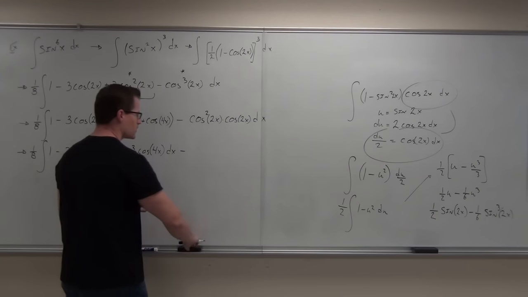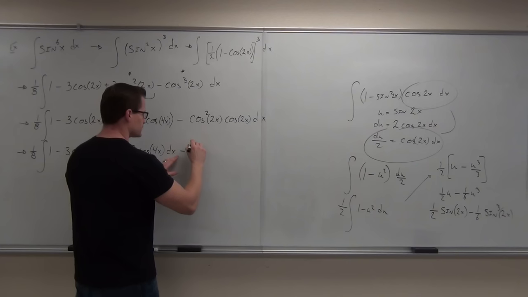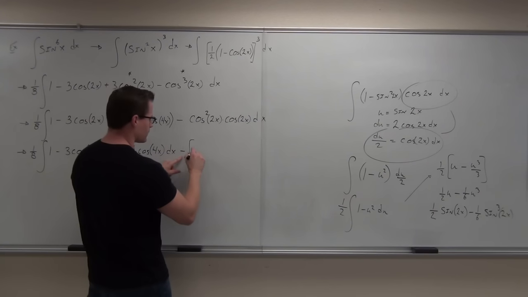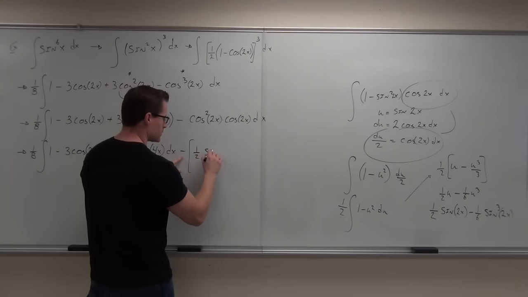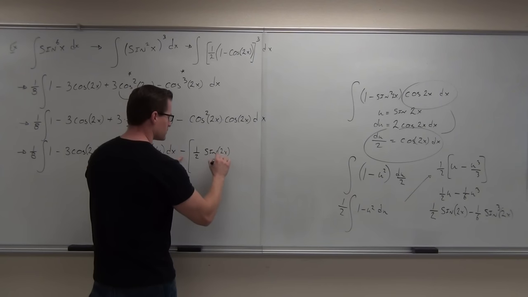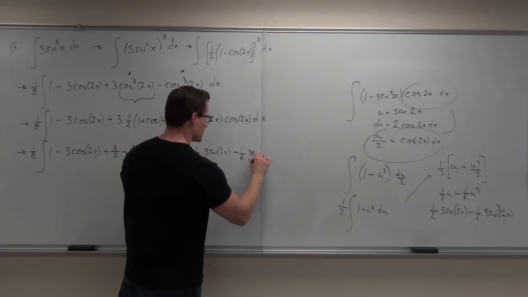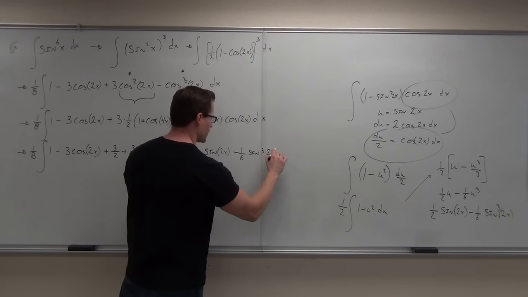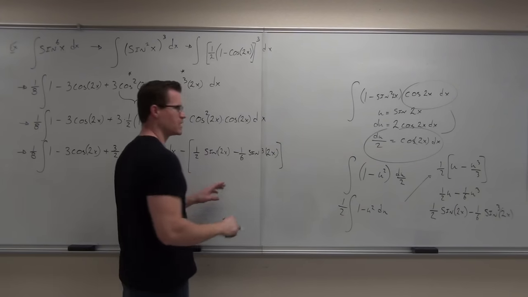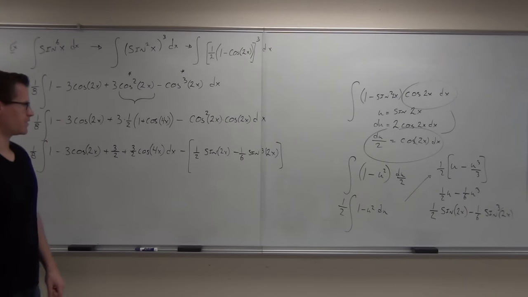So this is going to be minus this stuff: 1 half sine 2x minus 1 sixth sine cubed 2x. I'll put the plus C on the very end of my problem. I don't need to deal with it right now.